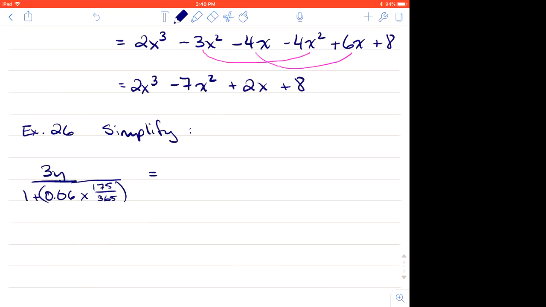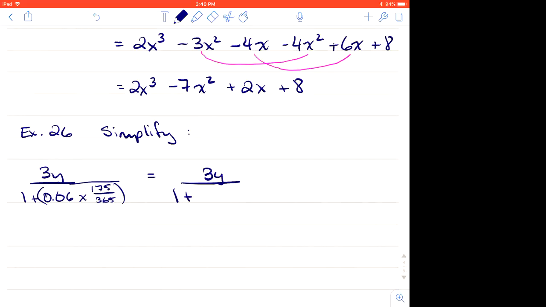All right. So remember, we're going to work the numerator and the denominator separately. There's nothing to do in the numerator, right? But if there was, we can work with them kind of in parallel. And so we still have 3y over 1 plus, and we do have brackets, and inside those brackets we have division and multiplication, right? So we get 0.06. It actually doesn't matter the order that we do them. Well, we should multiply first, but that means we have to divide. So 0.06 times 175 over technically 1 times 365, right?